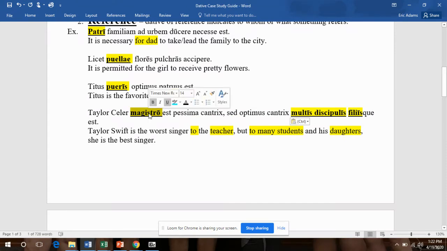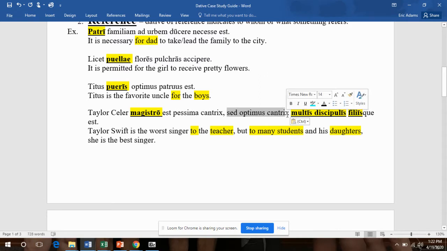And so as you can see, we can call that A, to whom. Then we call that B, what she is, the worst singer. And then we'll go ahead and follow that up with B again, what she is, the best singer, and to whom, many students and daughters. And so now I have a chiasmus: A, B, B, and then A again.